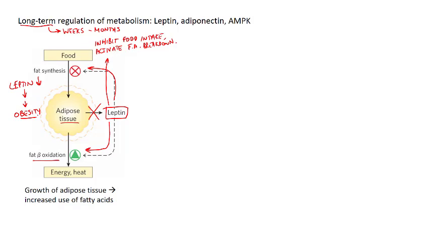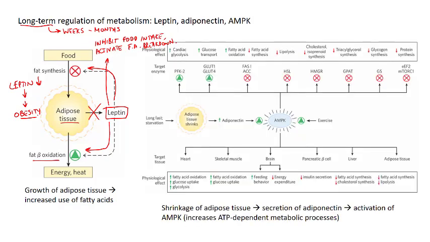In fact, it can be shown that mice that are genetically altered so that they cannot produce leptin become morbidly obese even on a regular diet, because their fat synthesis is activated and they're not breaking down any of the fatty acid that they have. And then sort of the inverse situation to that is a hormone known as adiponectin. So adiponectin is produced by adipose tissue, but only in response to shrinkage of adipose cells. So in other words, when you're losing weight.